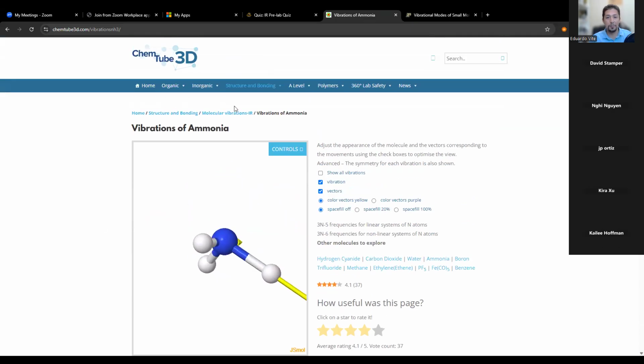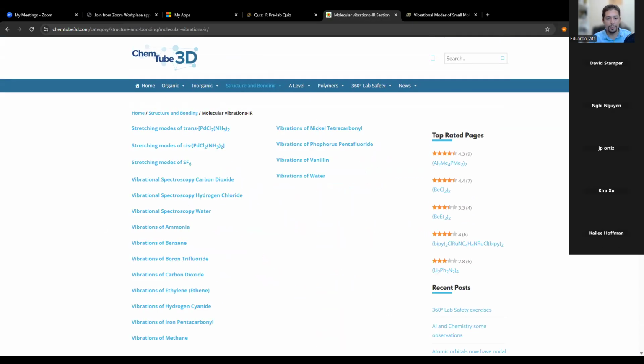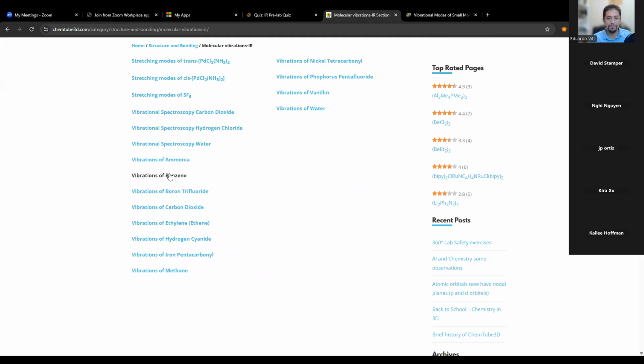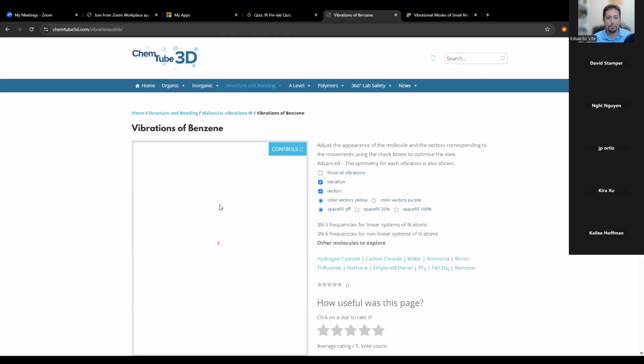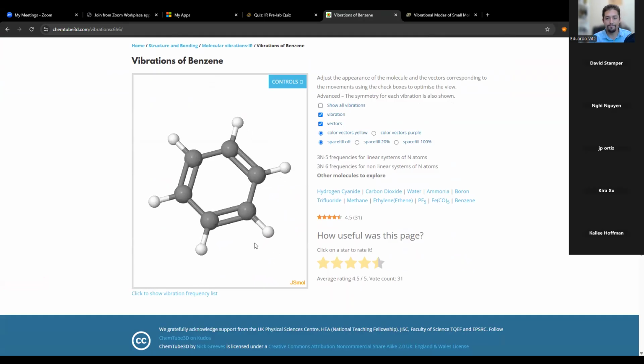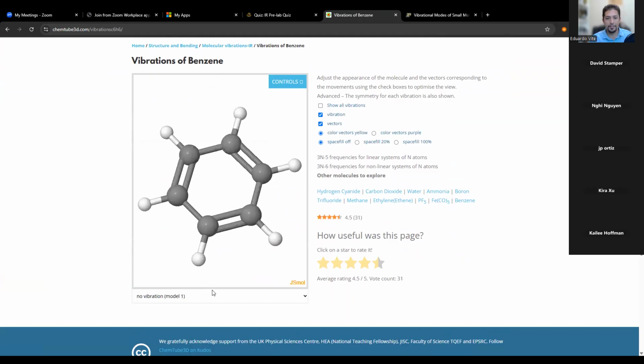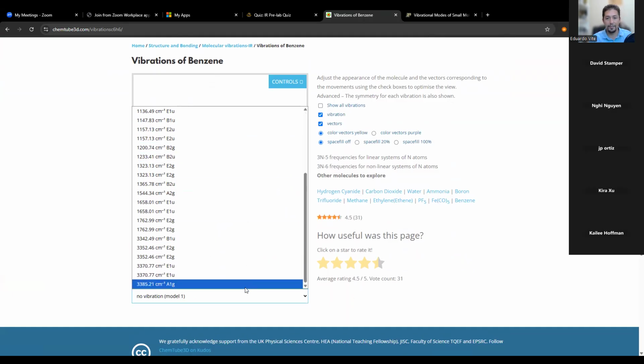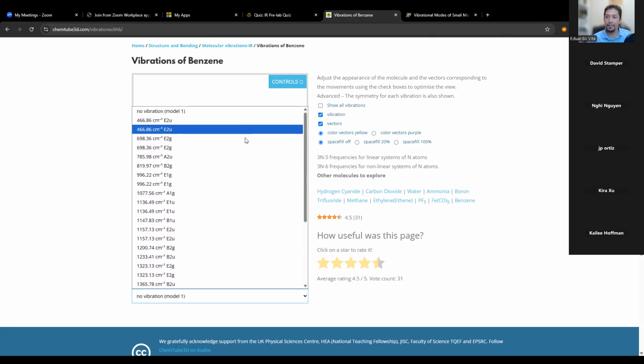So let's pick something a little more complicated. Go back to molecular vibrations. Let's do benzene. Benzene has 6 carbon hydrogen bonds, and it's a highly symmetrical molecule. So here's benzene right there. Let's see how benzene vibrates. Look at that. Look at all the vibrations possible with benzene.